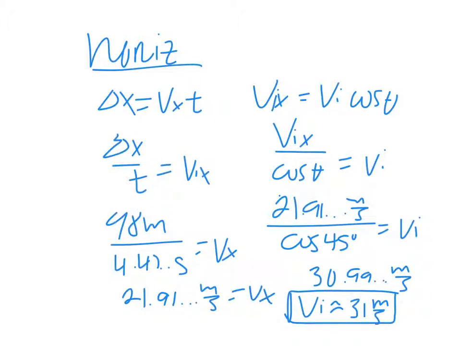And that's how you would solve this one. So again, not given much information at all. The only real numbers we had were the delta x and the angle, but using a little substitution, we were able to figure out what that initial velocity was.